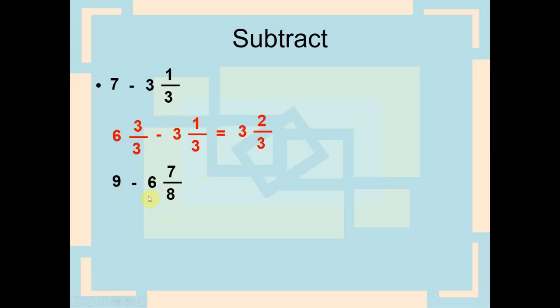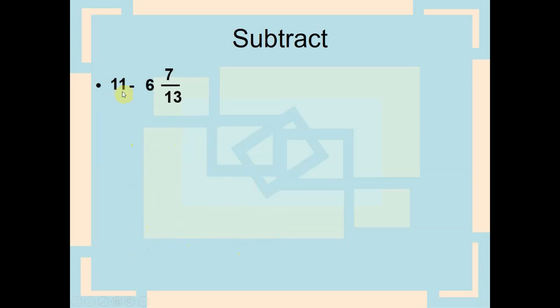Another example, 9 minus 6 and 1 over 7. We borrow 1 from 9, it will be 8, and we have denominator 8 here. We write it as a fraction 8 over 8. Minus 6 and 7 over 8. Subtract now. 8 minus 6 equals 2, and 8 over 8 minus 7 over 8 equals 1 over 8. The result will be 2 and 1 over 8.